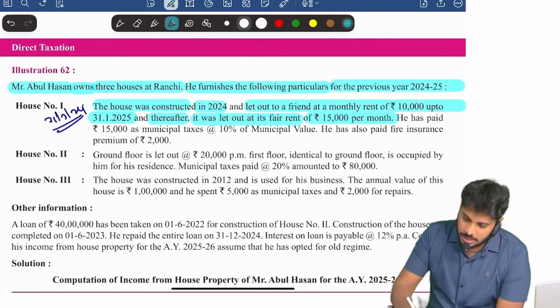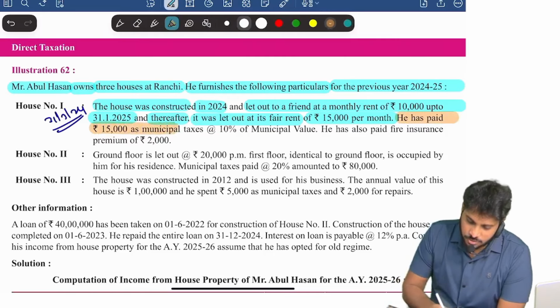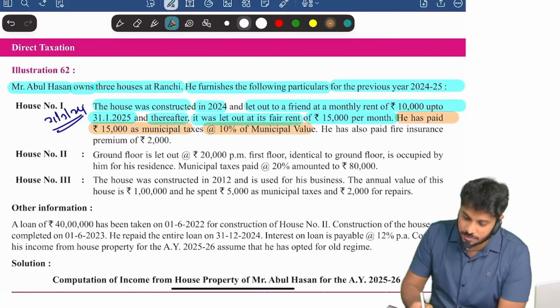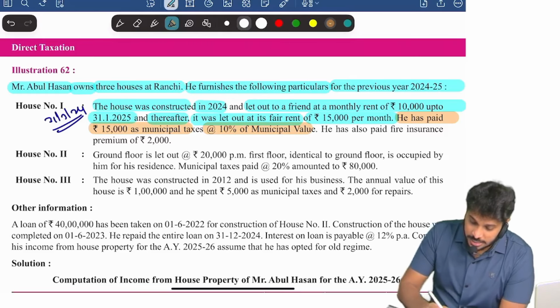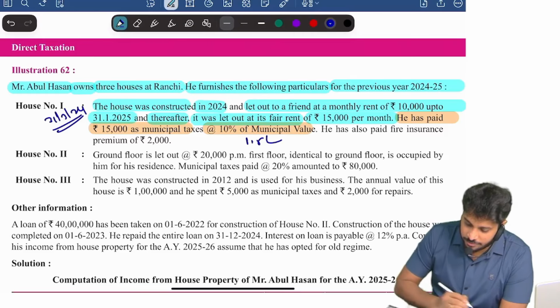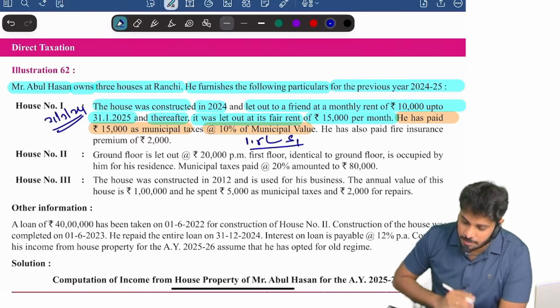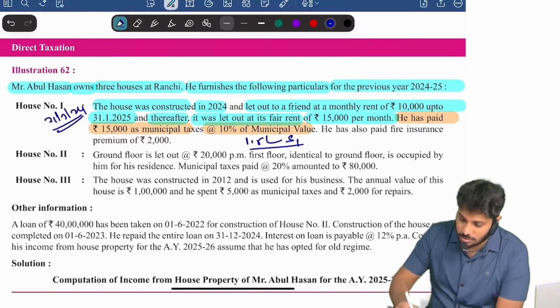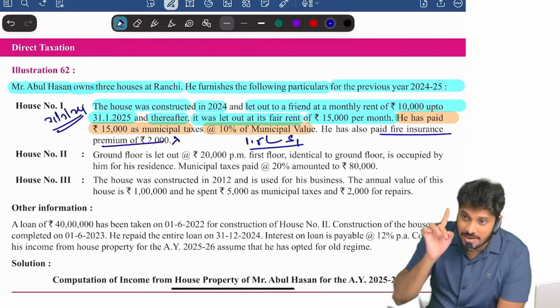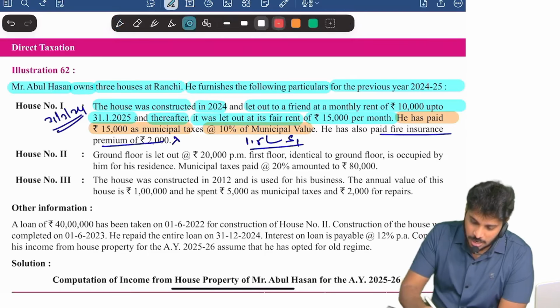Next, he has paid 15,000 as municipal taxes, which is 10% of the municipal value, which means indirectly the municipal value is 1.5 lakh. This is important for step number 1 computation. Yes or no? Insurance premium is irrelevant. Fine. Next, house number 2.